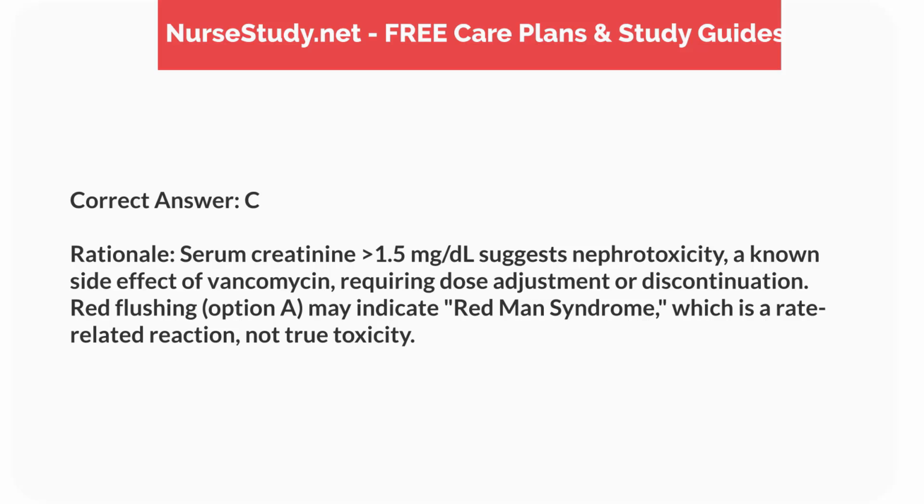Rationale: Serum creatinine greater than 1.5 mg per deciliter suggests nephrotoxicity, a known side effect of vancomycin, requiring dose adjustment or discontinuation. Red flushing, option A, may indicate red man syndrome, which is a rate-related reaction, not true toxicity.